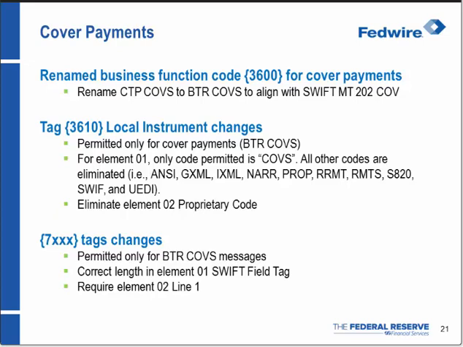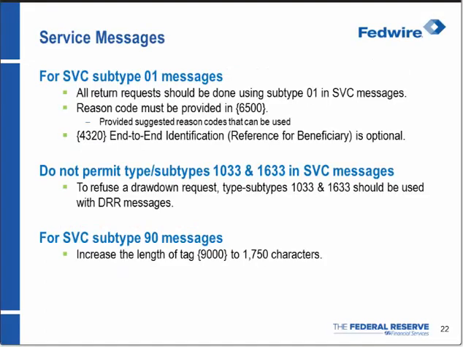Related to the cover payments, the 7000 tag series, we are making some minor changes to that. We're only permitting the 7000 tags for BTR COVS messages. And we also made a correction in the element 01 for SWIFT field tag, as well as requiring element 02 for line 1. Moving on to the next slide.